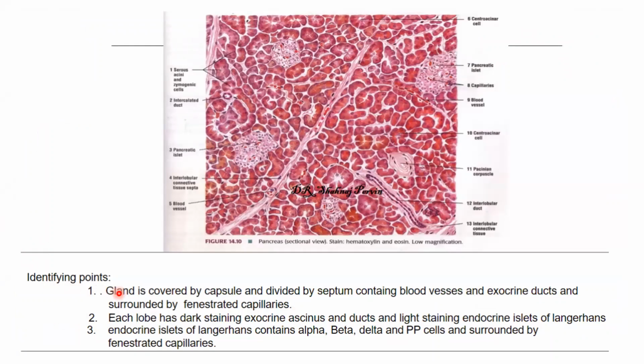So identification point is what? Gland is covered with the capsule. This is the pancreas one, divided into septum containing the blood vessels, exocrine duct, surrounded by the fenestrated capillaries. Each lobe has dark staining exocrine acinus and ducts, and light staining endocrine islets of Langerhans. Endocrine cells, islets of Langerhans, contain alpha, beta, delta, PP cell surrounded by the fenestrated capillary. These are the identification points of the pancreas.